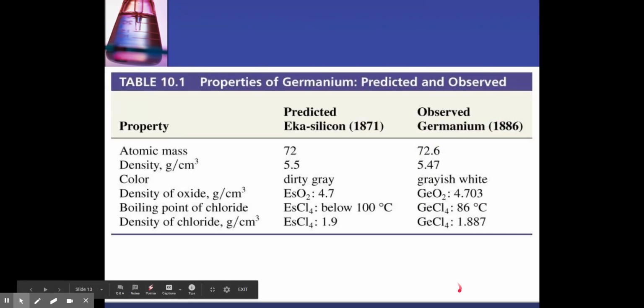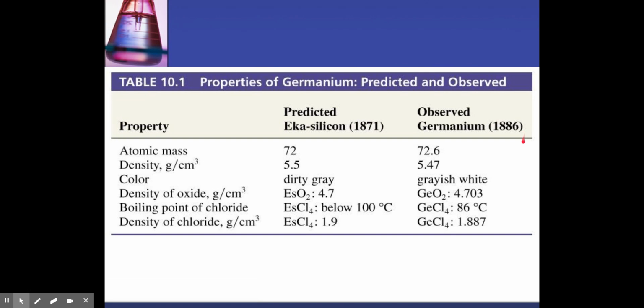For example, one of the elements that Mendeleev predicted was germanium. He called it eka-silicon because it would have been right below silicon on the periodic table. He said, I think it's going to have an atomic mass of 72, a density of 5.5. It's going to be kind of a dirty gray. It's going to have some densities and boiling points for some other compounds, such as what are shown here in this table.